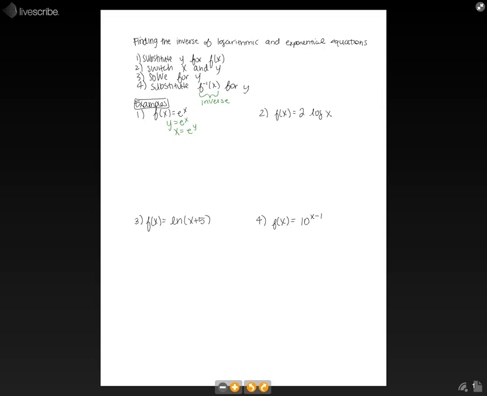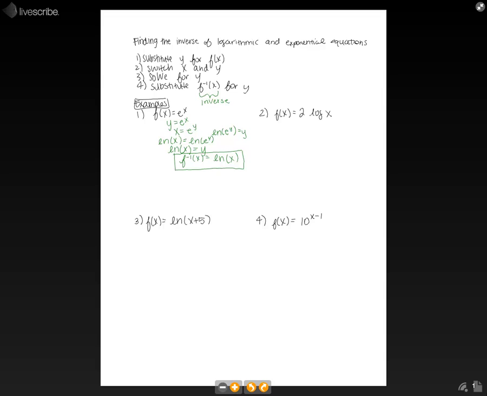In this case we need to use the rule that the natural log of e to the y would give us y. So if we take the natural log of both sides and then use this rule, we'll be left with the natural log of x is equal to y. Then we substitute back in for y with our f to the negative 1 of x. So this means that the inverse of e to the x is the natural log of x.